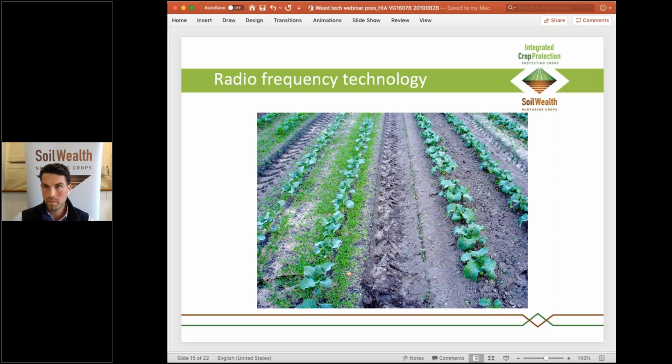And they were doing a lot of work with camera vision systems at that time, but they were found to be limited to about 200 weeds per square metre. Once you got above that, they struggled to actually identify the crop row and you started getting inaccuracy.